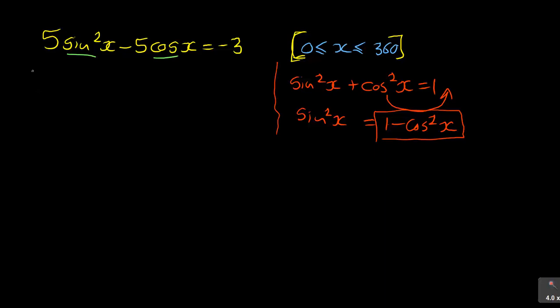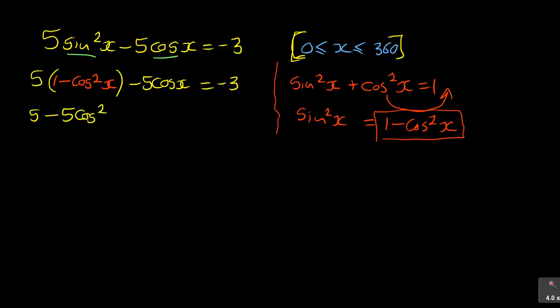I'm now going to say this is 5 into, then I'll write that thing which is now sin squared, which is 1 minus cos squared x. That's the reason why I'm doing that. Then minus 5 cos x is equal to negative 3. Now check this. Everything now is in terms of cos. Then I have to open that bracket, which is 5 times 1 is 5, minus 5 cos squared x, and this minus 5 cos x is equal to negative 3.